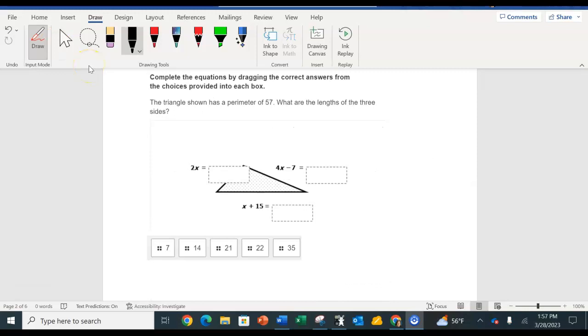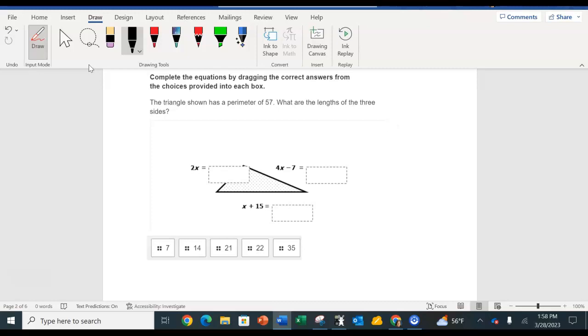All right, the next question says, complete the equation by dragging the correct answer from the choices provided into each box. The triangle shown has a perimeter of 57. Perimeter means you add up the sides and it equals 57. What are the lengths of the three sides? All right, so this is just an easy equation.